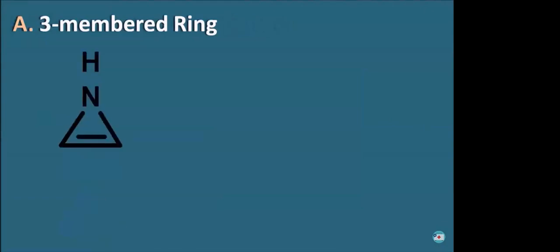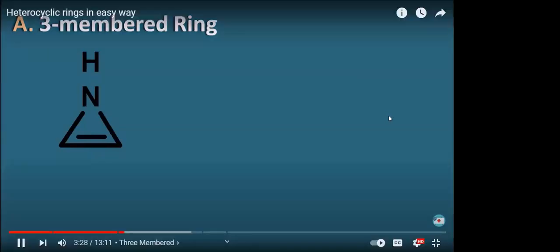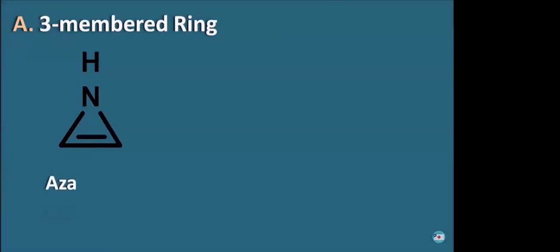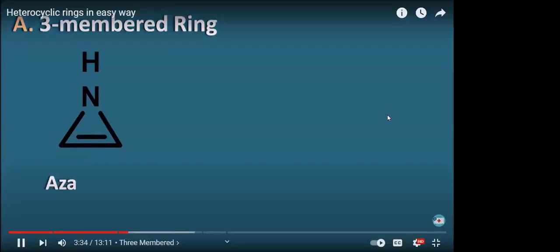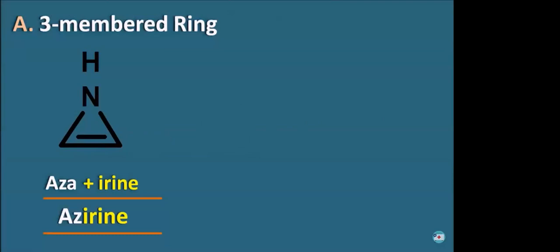So the simple 3-membered ring containing nitrogen as the heteroatom. So what is the name of this ring system? Because nitrogen is present, we have to use the prefix aza plus, because it is a 3-membered unsaturated ring system, the suffix is irene. So you see, it is unsaturated because of this double bond here. So aza plus irene, this is nothing but the azirine ring. So the nitrogen containing heterocyclic ring system which is unsaturated is the azirine ring.